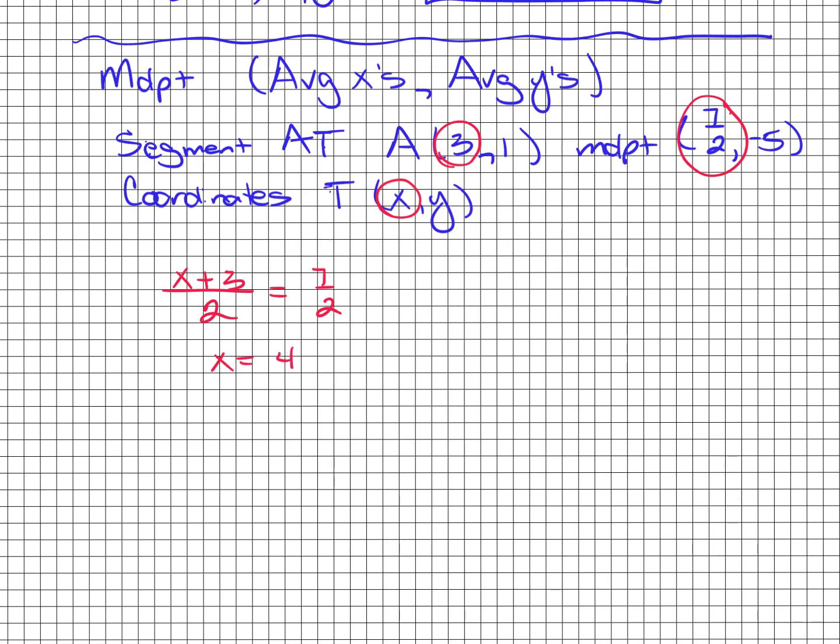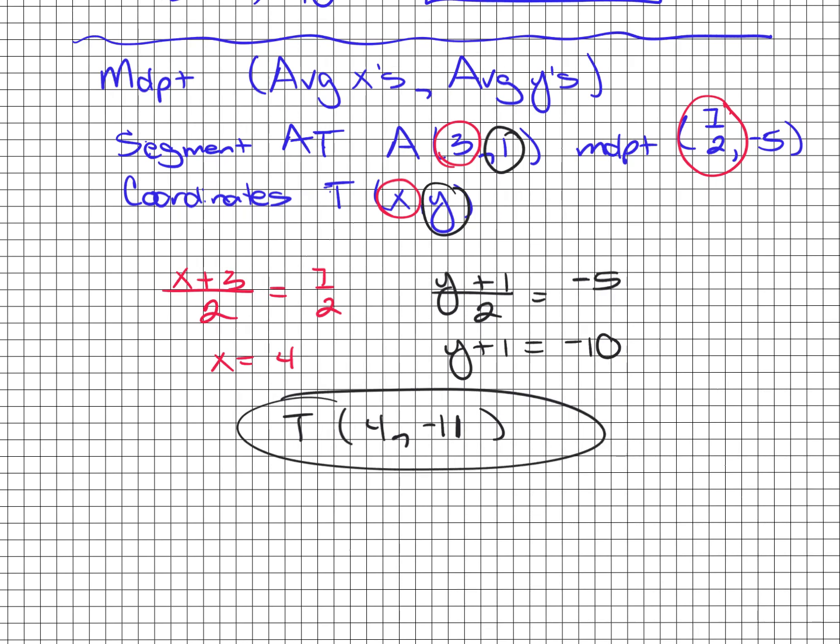I'm going to repeat this process with the y's. I need to average the two y values together. So I'm going to say y plus 1 over 2, and that's going to equal a -5. So y plus 1 is going to equal a -10. So my y value is going to be a -11. So my final answer for point T should be the point 4, -11. Oops, I didn't mean to put that extra little line there. Let's get rid of that. There we go. So we've got 4, -11 as our final answer for that point.